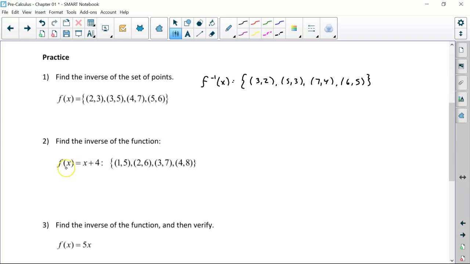So finding the inverse of the function is given to us, but we can just use our ordered pairs. So f inverse of x is going to equal, so we're going to switch them: 5, 1, 6, 2, 7, 3, and it becomes 8, 4.